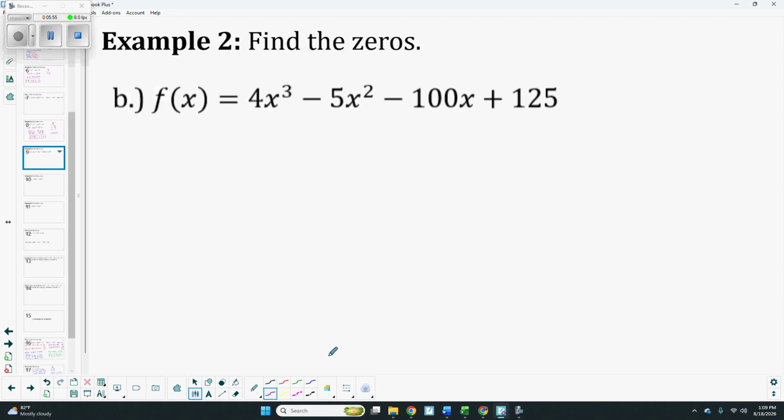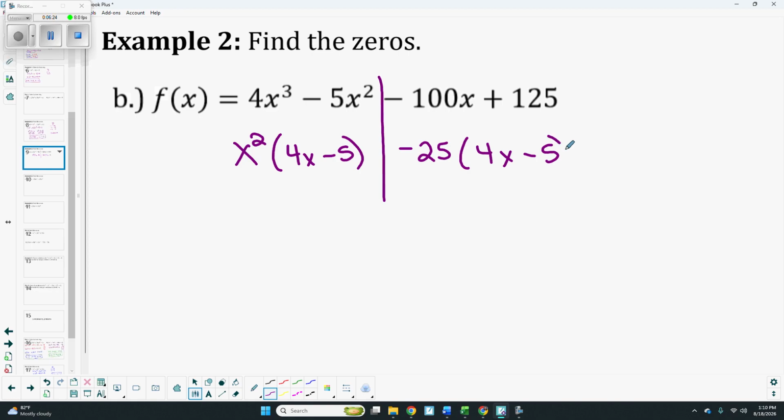All right, for example 2b, I don't have a GCF because there's nothing that goes into 4 and 5. I just have 4 terms, so I'll start by grouping. No number comes out of these, but they both have an x squared. So that leaves me with 4x and minus 5. These are pretty big numbers. I see a 25 there. 25 also goes into 100. So I'm going to say 25 is going to come out, but it's negative here. So I'm going to take negative 25 out. So that gives me a positive 4x and a minus 5. Goody goody, then match.